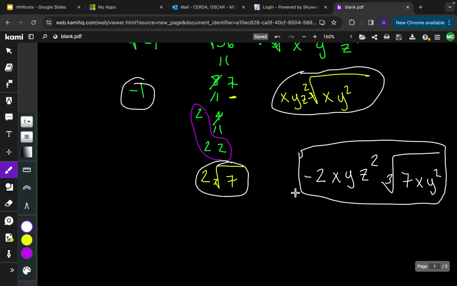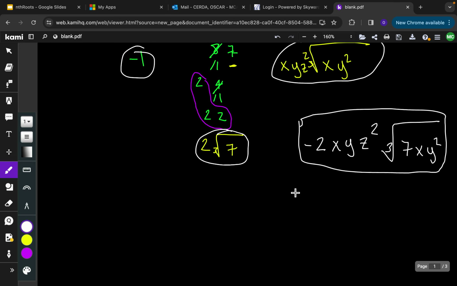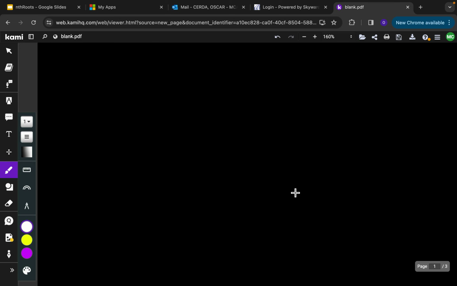I'm going to do one more example. I'm going to do number 3. Let me rewrite number 3. Rewriting number 3, it is the square root of negative 24, x to the 3rd power, y to the 6th power, z to the 8th power. And this is a square root.